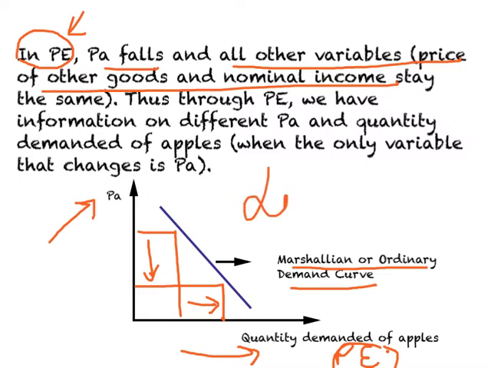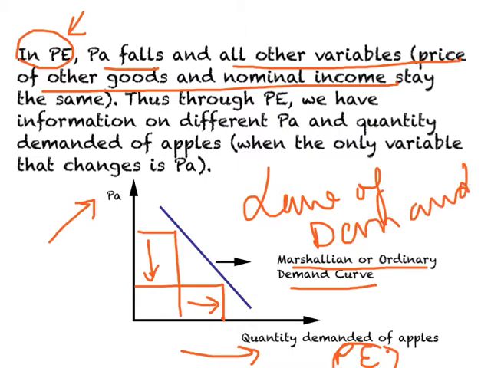Or in a way, this is a rigorous proof of the law of demand, and it shows that the demand curve is downward sloping. Another thing you should know is the difference between a Marshallian and a compensated demand curve. Marshallian demand curve is based on price effect. Compensated or Hicksian demand curve is based on substitution effect.